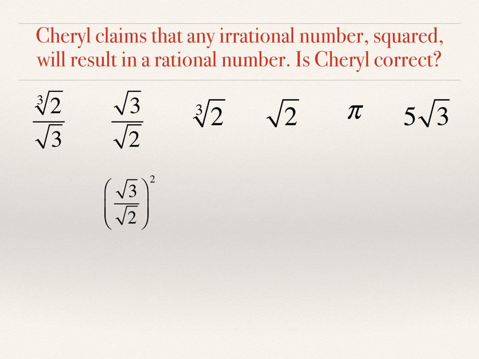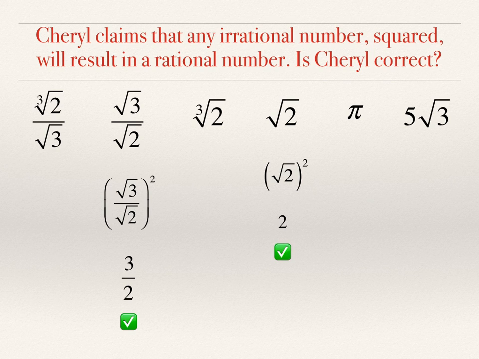Well, when I square the numerator, I get 3. When I square the denominator, I get 2. 3/2 is a rational number. Cheryl might be onto something. Let's take a look at 2 more examples over at the square root of 2. Let's square it. The square root of 2, when you square it, is the square root of 4, which is 2, also a rational number.